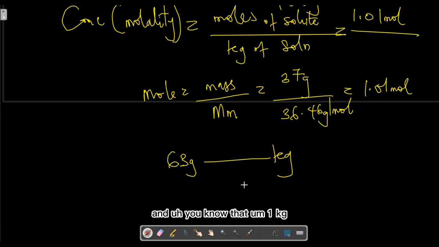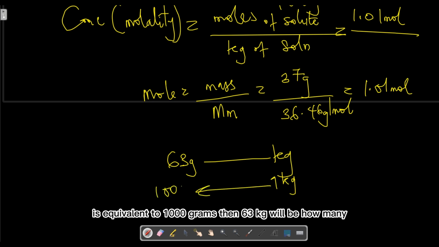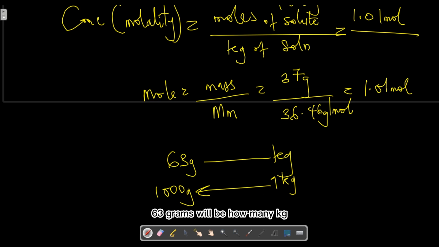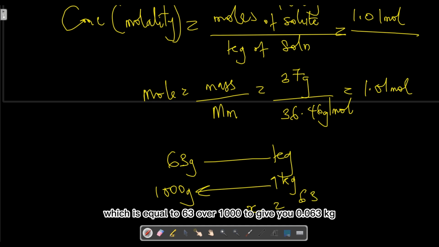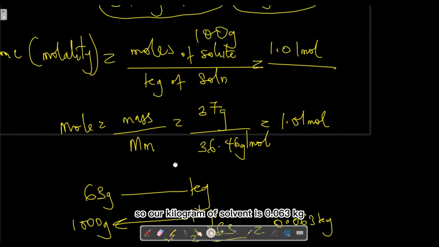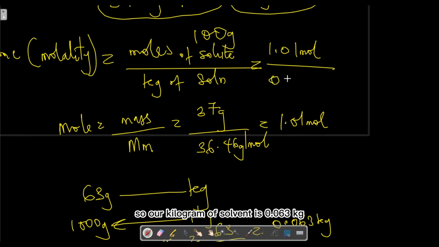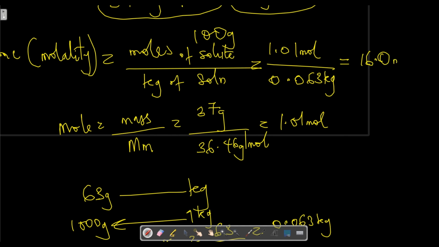And you know that 1 kg is equivalent to 1000 grams. Then 63 grams will be how many kg? Which is equal to 63 over 1000 to give you 0.063 kg. So our kilogram of solvent is 0.063 kg. When you divide this, you have 16.0 molality as the answer.